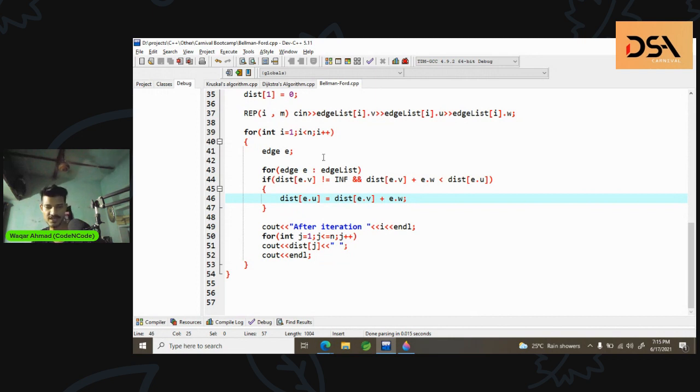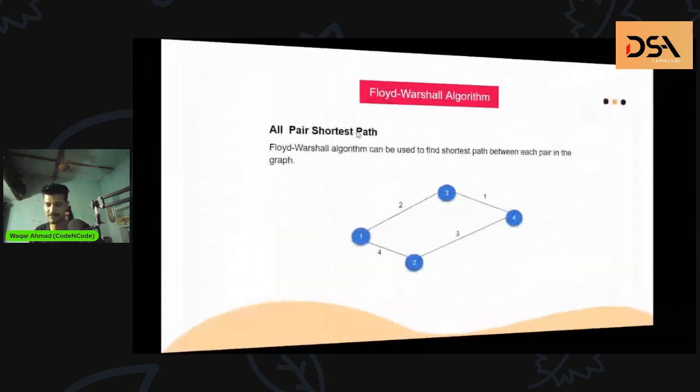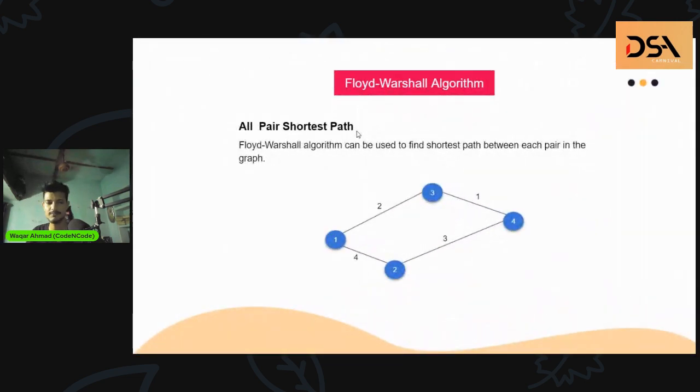That's why, if you want to check whether it contains a negative weight cycle or not, run the same algorithm the nth time. If in the nth time we are able to minimize the distance of a certain node, it is clearly a sign that it contains a negative weight cycle. So this was the Bellman-Ford algorithm. Till now we have learned how to find the shortest path to other nodes from a single source. Now, Floyd-Warshall algorithm is an all pair shortest path algorithm.